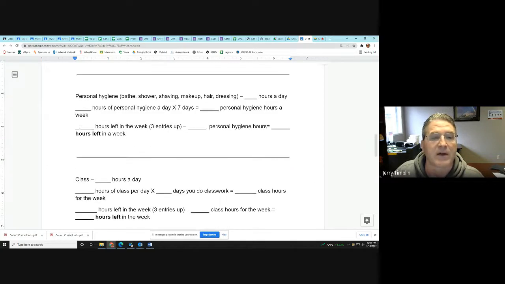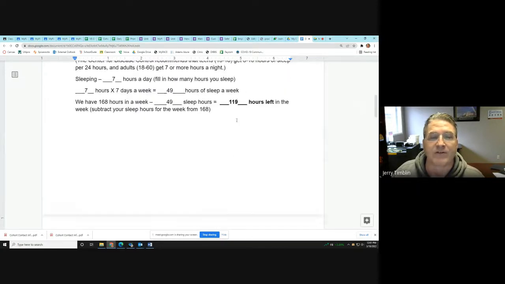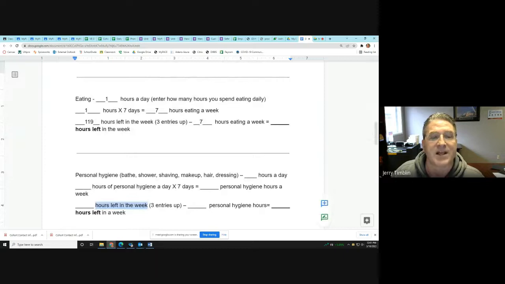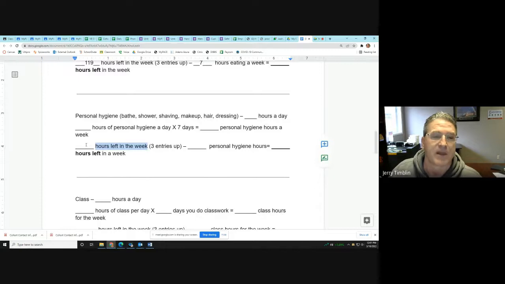That's going to go in the hours left in the week. The number you bring down is always going to be in the hours left in the week section in each one. So each section, you're going to bring down the number of hours left in the week from the section above. Here it was 119 hours left in the week. We bring it down to 119 hours left in the week. You're going to subtract here and get the next number of hours left in the week. That number, when you subtract, is going to go down to the next section. So you just keep doing that over and over again, for the number of hours you spend each day doing these things. And remember, these numbers are just examples.